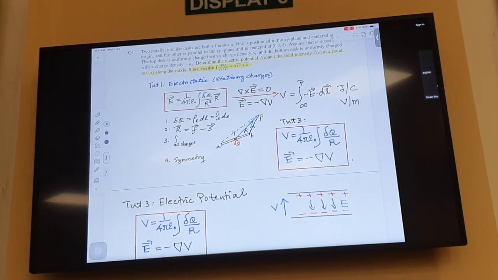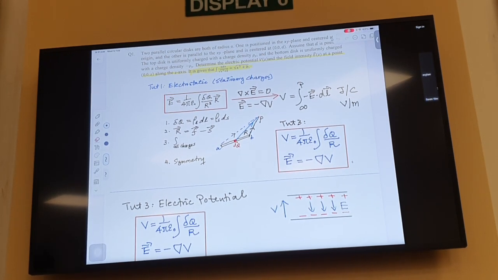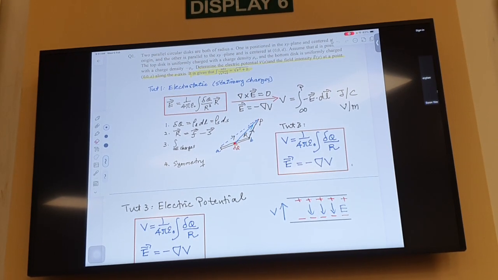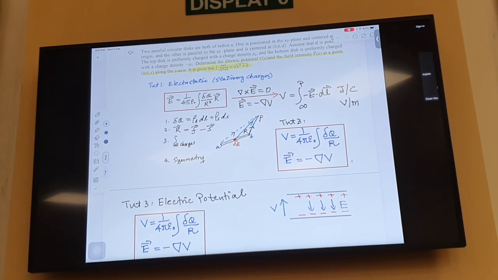Multiplication of the function, how to differentiate log function, exponential function, all these you are expected to know how to do differentiation. Okay? Any questions? No.